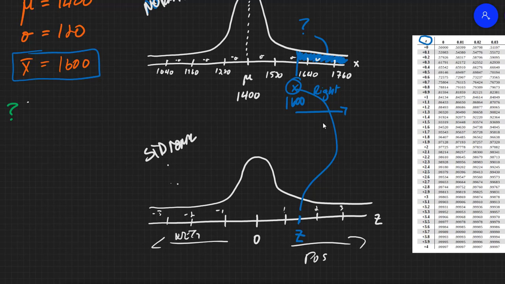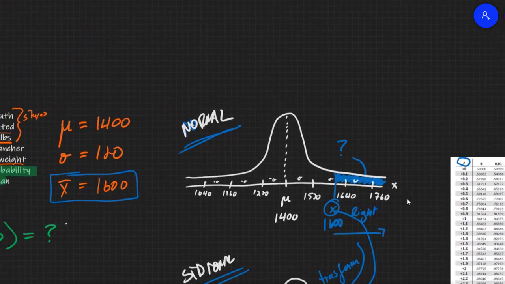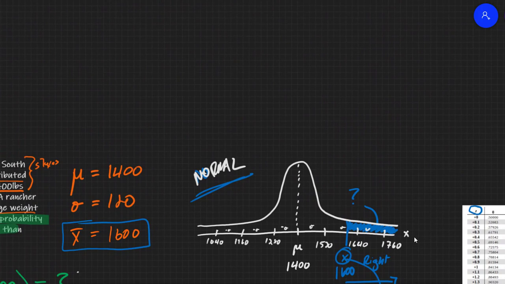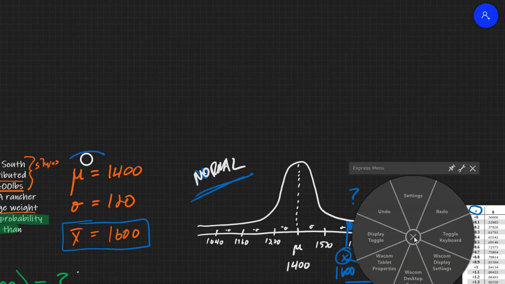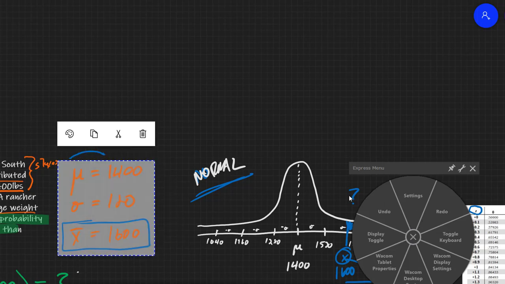And in order to make this transformation, in order to transform from our normal distribution to our standard normal distribution, we have to do a z transformation or a z-score. Let's do it up here at the top so that we can keep our, you know what I can do? Since we've gotten fancy with this stuff, I can just cut them out. And let's copy that.